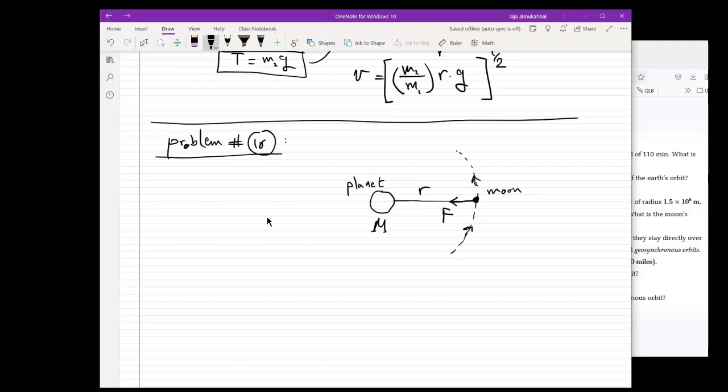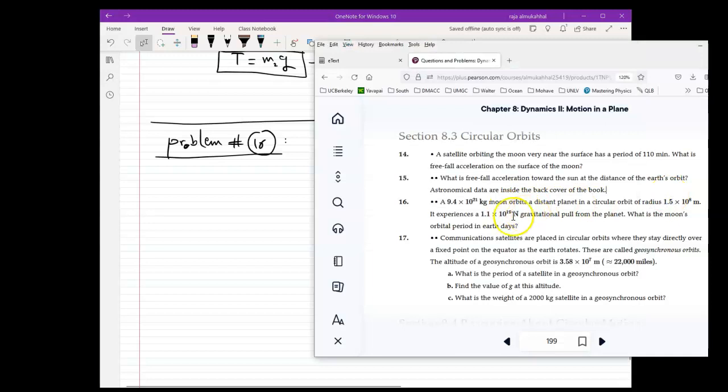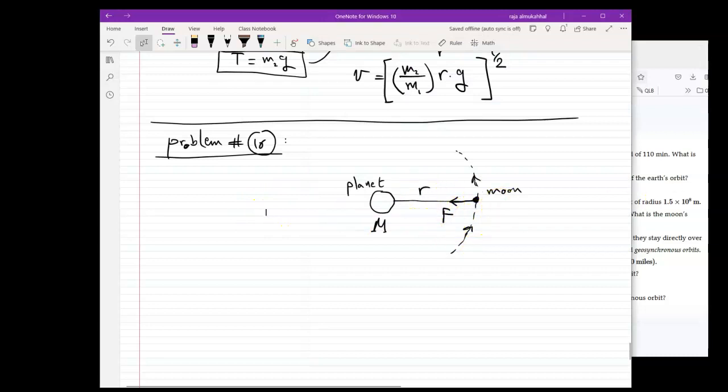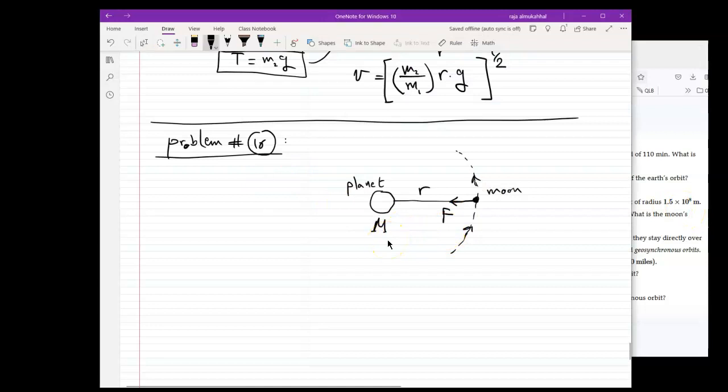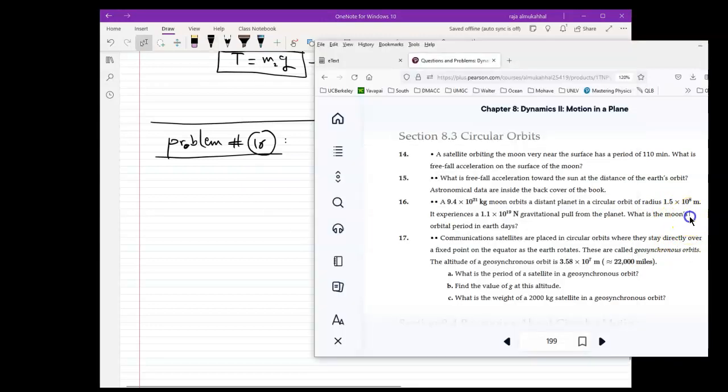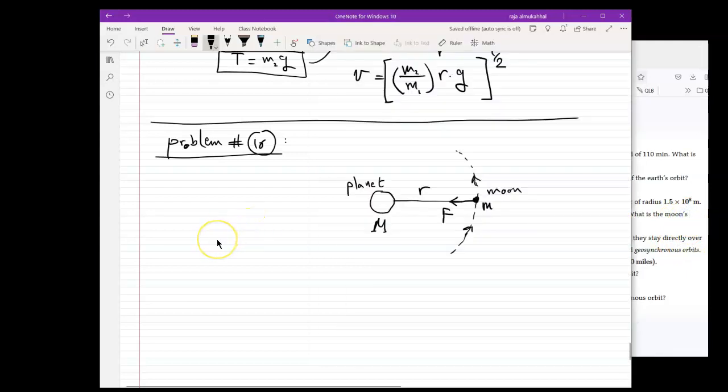F here is given to us. Again, the F here will play the role of the centripetal force. This is like the third or fourth time we see the same thing. So it plays the role of the centripetal force, and it's equal to this number, 1.1 times 10 to the 19. The radius r here is 1.5 times 10 to the 8 meters, and the mass m of the moon, the orbiting object, is also given to us right there. So simply use the same formula, sum of forces F equals ma. A here is centripetal. So basically the force F equals the mass of the moon times v squared over r.